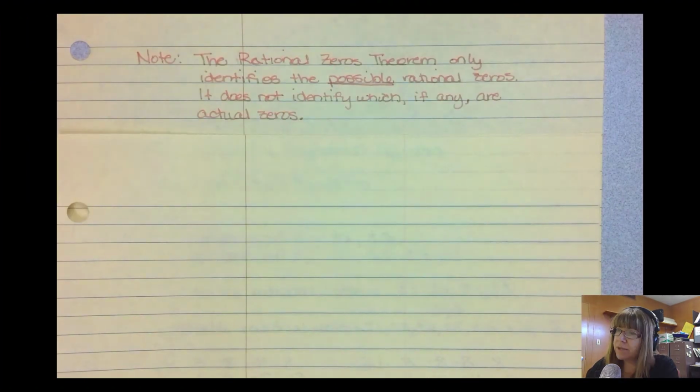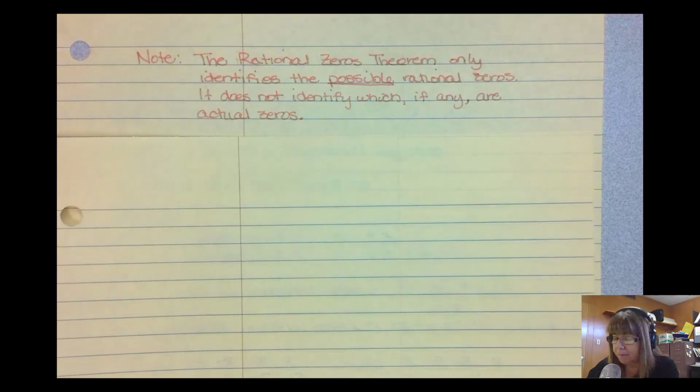Now, I can't stress enough, the rational zero theorem only identifies the possible rational zeros. It does not identify which, if any, of them are actual zeros. We're going to have to take that step further and do synthetic division to be able to test to see which of our possible ones are the actual zeros, if any of them are.